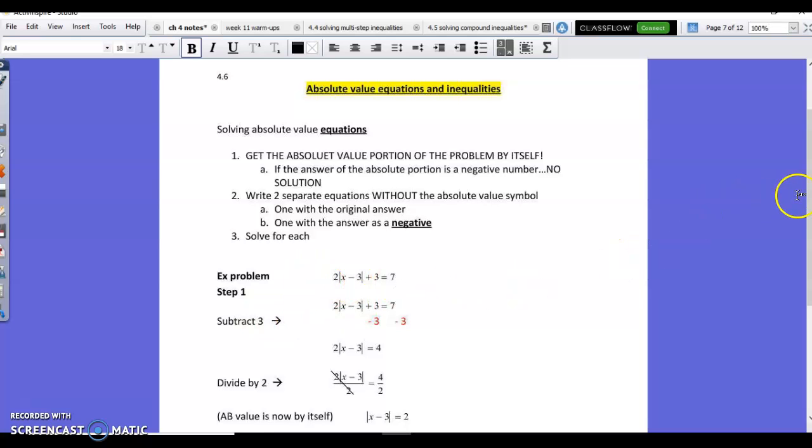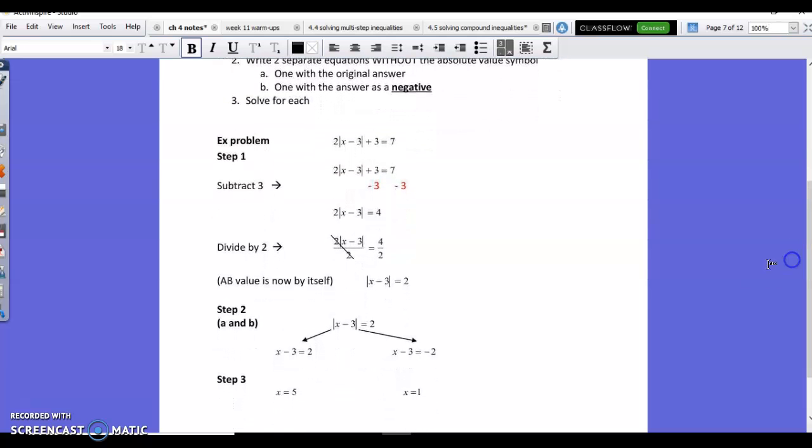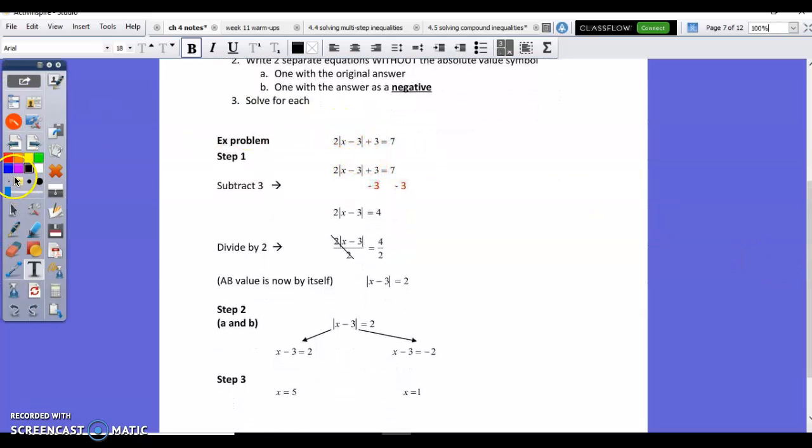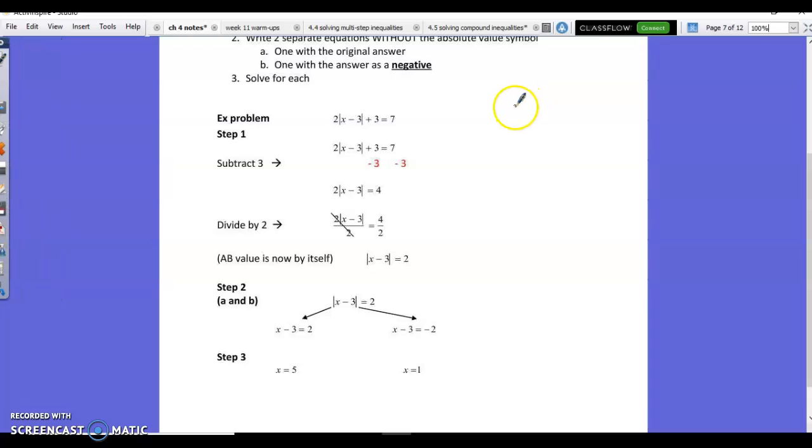Okay, this is an example of going through all the steps. Steps 1, 2, and 3. Now, when I say get the absolute value portion by itself, that would be this whole x minus 3 portion. I'm going to write a problem off to the side here. 2x plus 3 equals 7.